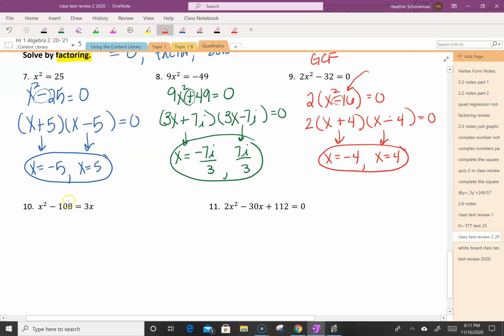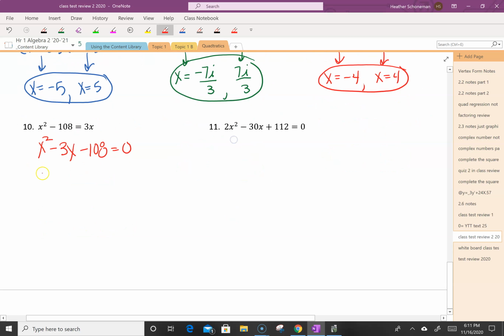I got to move that 3x over, and when I do that, I have to have x squared, x, and then the number. So it's going to be x squared minus 3x minus 108 equals 0. Go straight to my two parentheses because it's a trinomial. I know I will not have an i because you cannot have an i with a trinomial. Okay, so I have an x and an x. Now I need two numbers that multiply to negative 108 and add to negative 3.